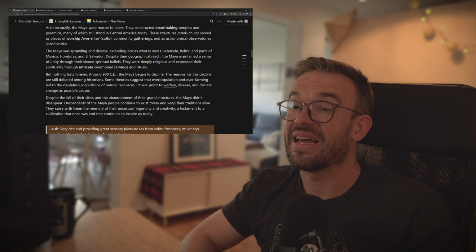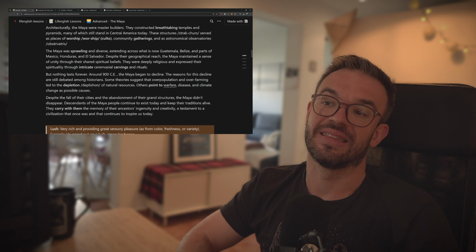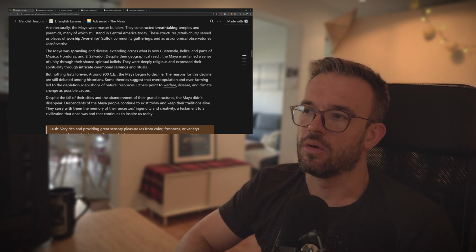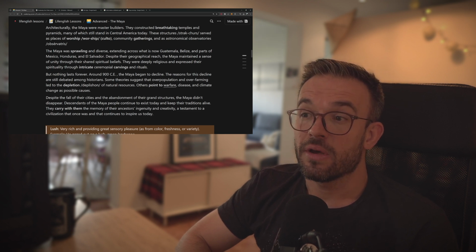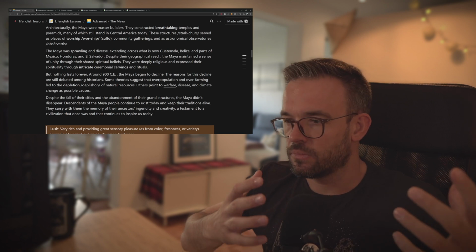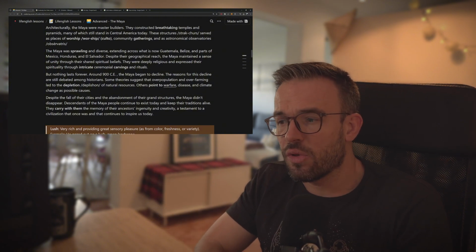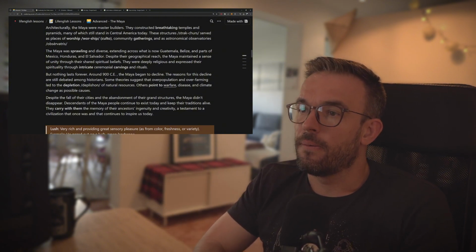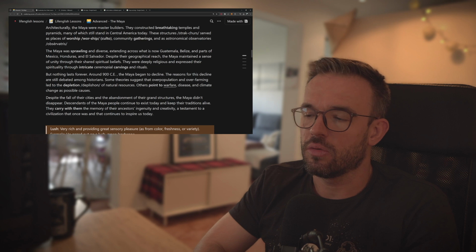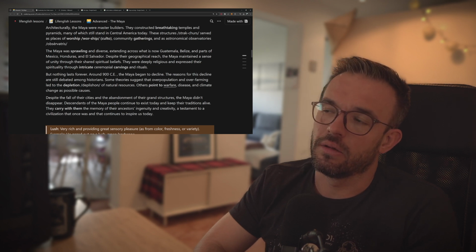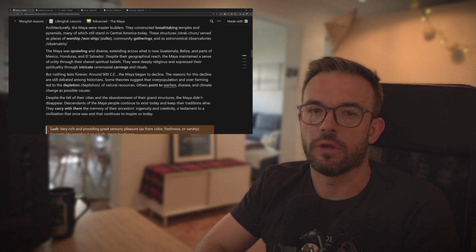Despite the fall, a pesar de la caída de sus ciudades, los mayas no desaparecieron. Los descendientes de los mayas siguen existiendo hoy y mantienen sus tradiciones vivas. They carry with them the memory of their ancestors. Llevan consigo, to carry, llevar o portar, to carry something, es llevar algo. They carry with them the memory of their ancestors' ingenuity, el ingenio de sus ancestros y su creatividad. Un testamento, un legado a la civilización que una vez fue y que continúa inspirándonos hoy.